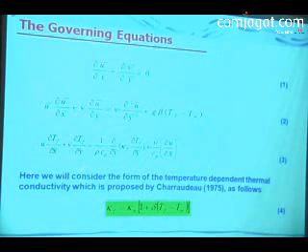The first term on the left hand side represents the net energy due to mass transfer, and the first term on the right hand side represents the conductive heat transfer, and the second is the viscous dissipation parameter. We consider the temperature dependent thermal conductivity which is proposed by Charadu: kappa equals kappa infinity times 1 plus delta (T_f minus T infinity).